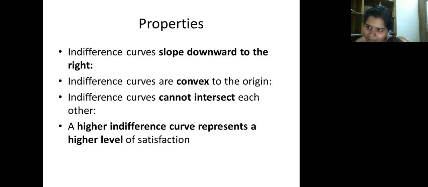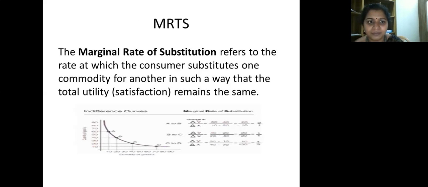First property: the indifference curve slopes downwards to the right. That is the reason, when you are studying marginal utility, everything starts from the higher order to the lower order. And the indifference curve is convex to the origin. What is the reason behind that? The reason is diminishing marginal rate of substitution. If it were an increasing rate of substitution, then it would be concave to the axis. It should not intersect or be tangent to another curve. And the last point: a higher indifference curve represents a higher level of satisfaction. So there is an order. These are the basic properties of the indifference curve.